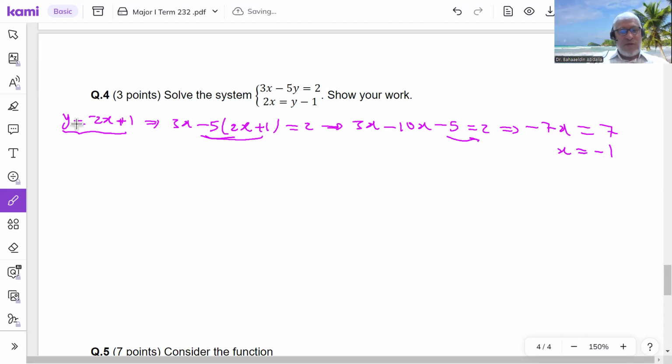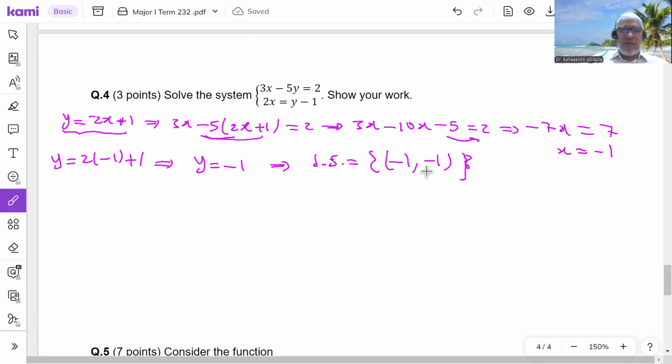If x is negative 1, I put it here. So y is 2 times negative 1 plus 1, which means negative 2 plus 1 is negative 1. So y is also negative 1. So the solution of this system is x is -1 and y is -1.